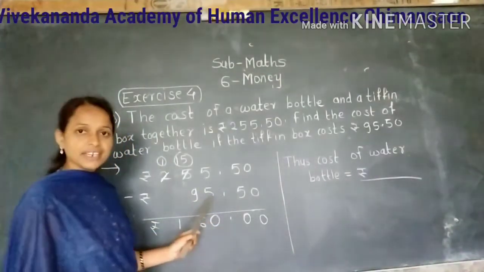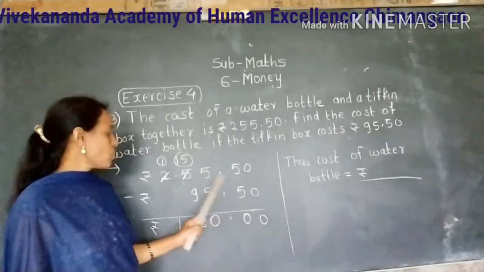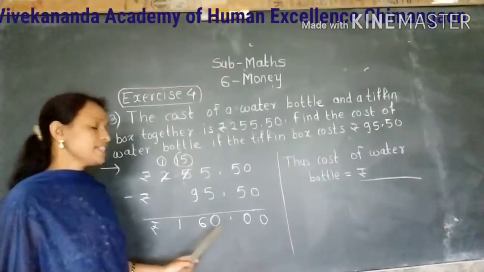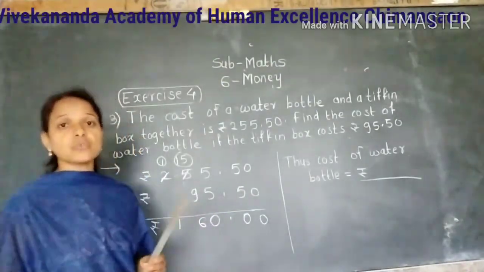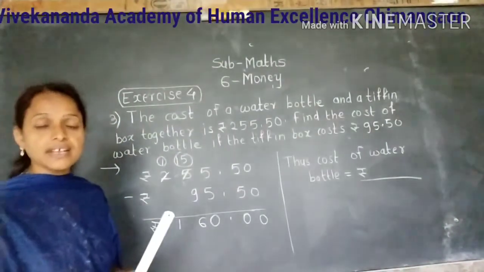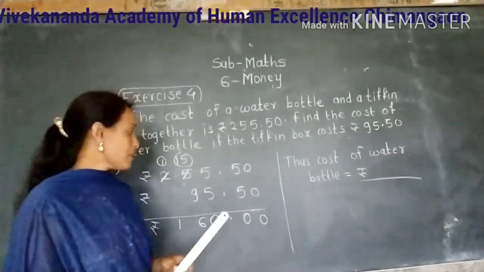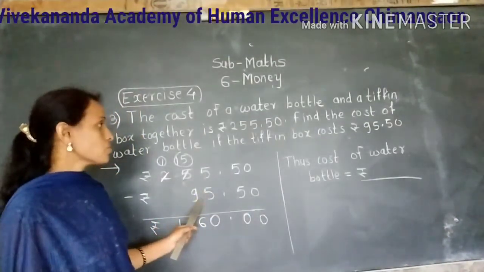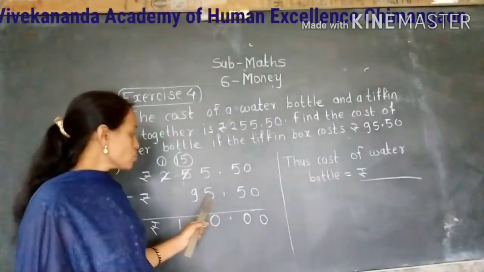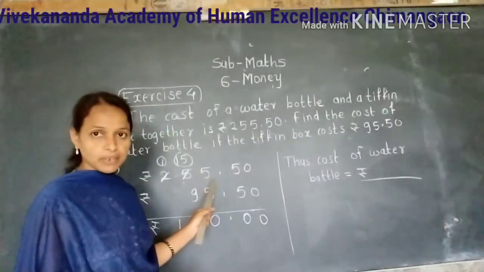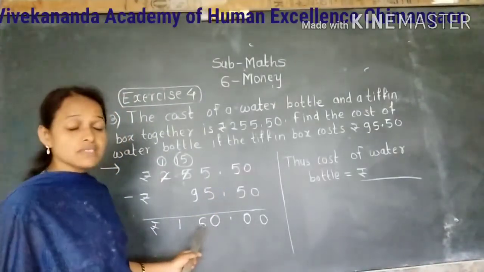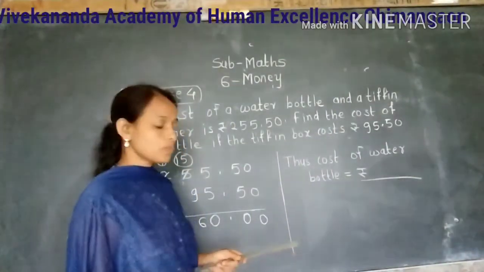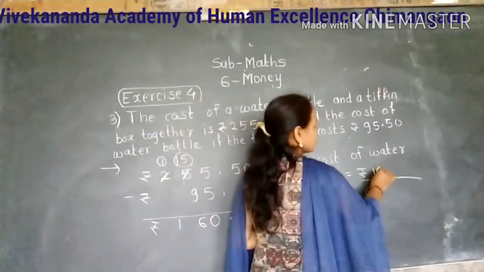In this way, by subtracting 95.50 rupees from 255.50 rupees, we get the answer 160 rupees. So here we have to find the cost of the water bottle and we get it by subtracting the cost of the tiffin box from the total money. Means here we subtract the cost of the tiffin box from the total money and we get the cost of the water bottle is 160 rupees. So we write here the answer: cost of water bottle is 160 rupees.